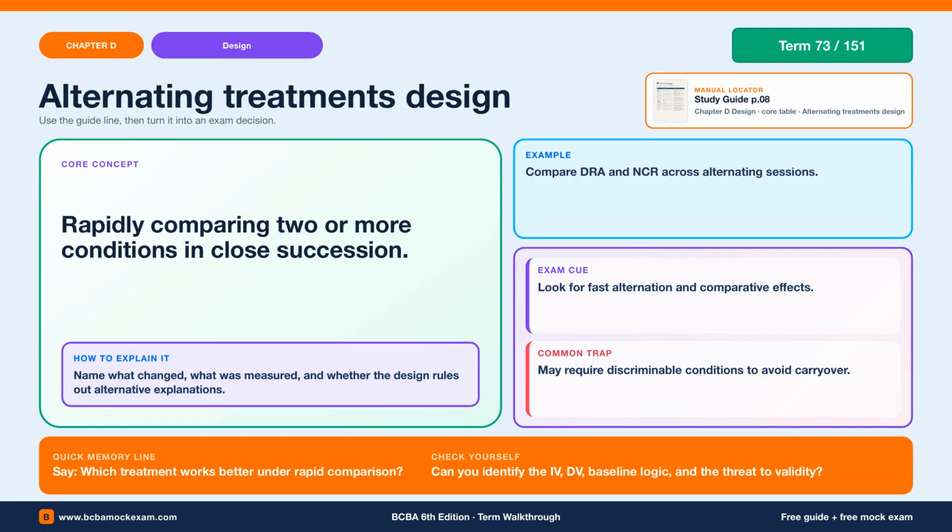Alternating treatments design. Alternating treatments design compares two or more interventions by rapidly alternating conditions. For example, two teaching methods are alternated across sessions to see which produces faster acquisition. The exam cue is rapid comparison of conditions. The trap is using it when carryover effects would make comparison unclear. Memory line: alternate conditions to compare effects.